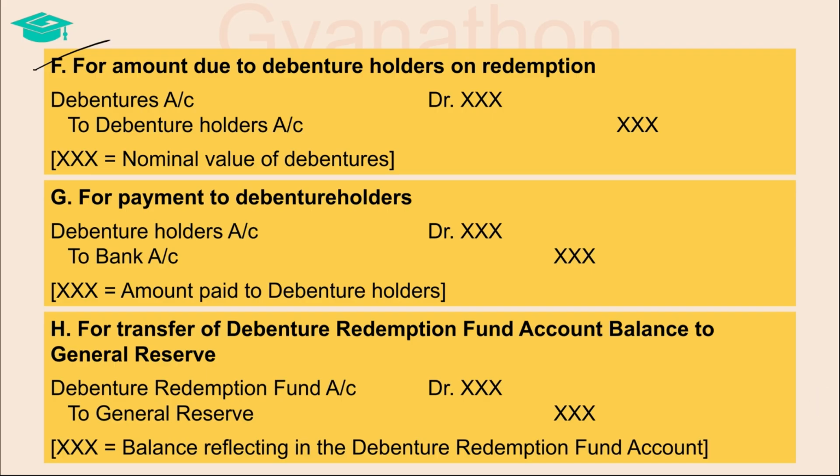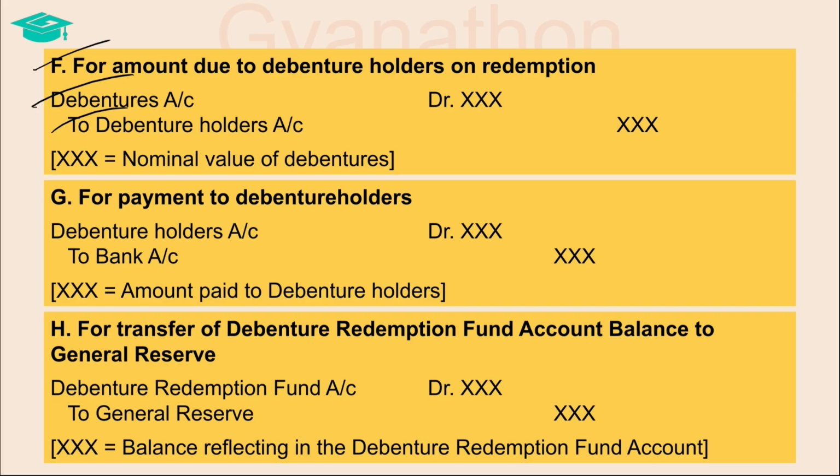To record the amount due to the debenture holders, the debentures account is debited with the nominal value of the debentures. The corresponding credit is given to the debenture holders account. The debentures account is debited since the debentures carry a credit balance and when being redeemed, they have to be debited. The debenture holders are credited to create a liability against the debenture holders, which has to be discharged by the company.